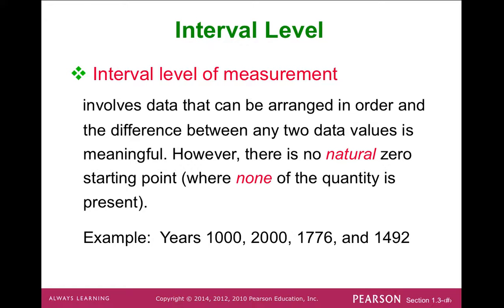So a good example of an interval level of measurement is time. There is really no consensus on when time starts. And so the years 1000, 2000, 1776, 1492, we can put them in order, and we understand that the difference between the year 1000 and 2000 is 1,000 years, and we have a concept of what that means. However, there is no natural zero for time, or at least certainly not one that everyone agrees with. So time is a good example of an interval level of measurement.